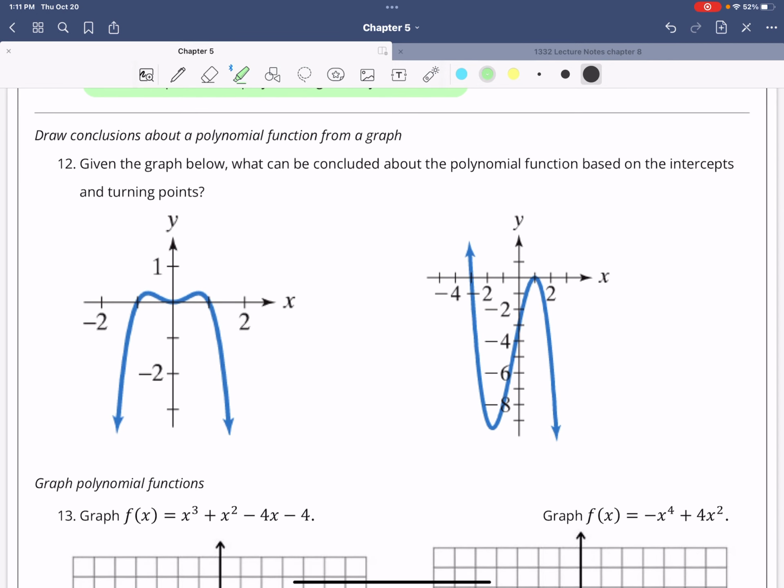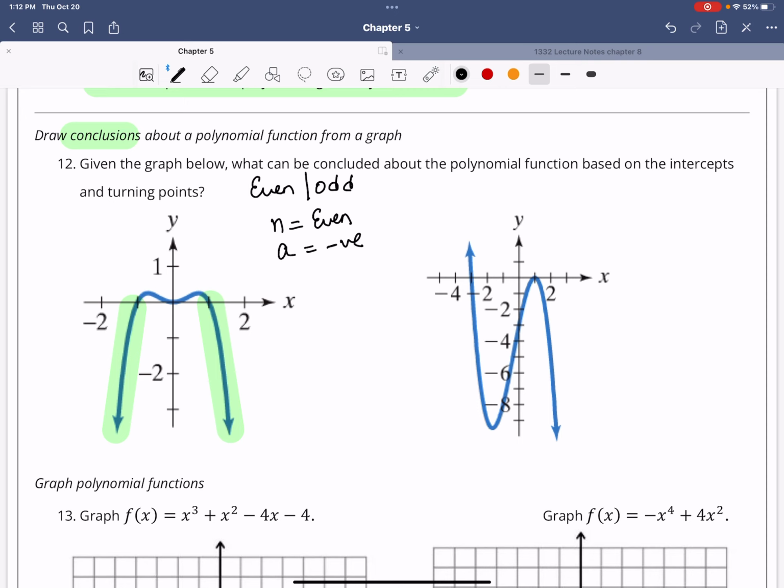So first step, let's draw a conclusion. It says use these graphs and draw a conclusion, so there's no correct or wrong answer. For me, I start with even or odd. I'm looking here, and I know that the end behavior is both going down. That means this is an even power, so the power of the polynomial is even. And they both are going down, so the leading coefficient is negative.